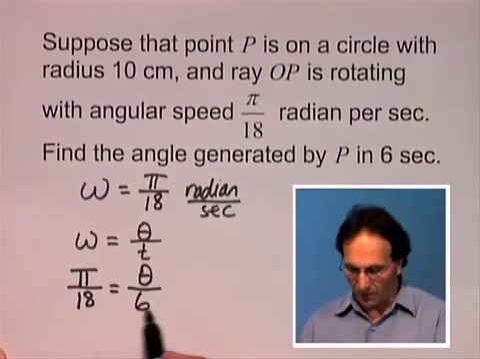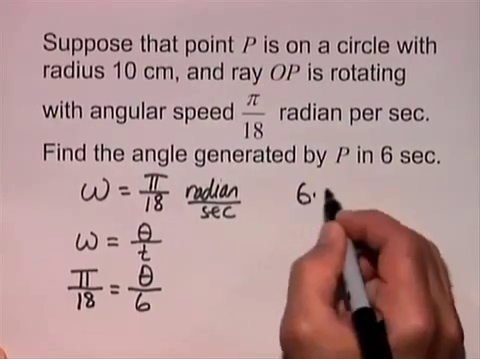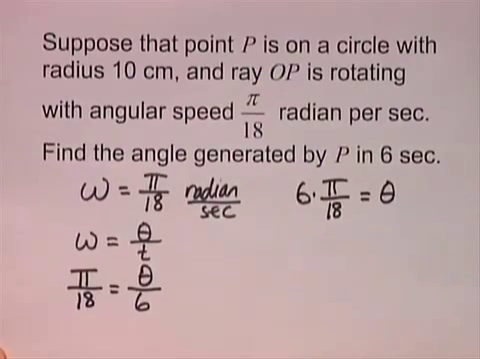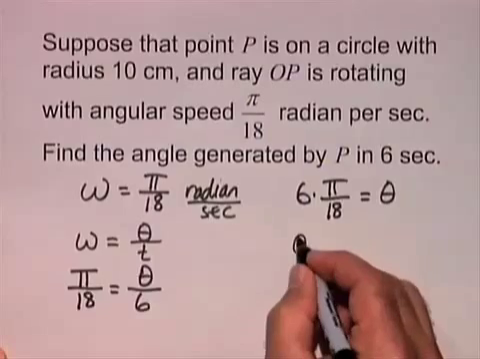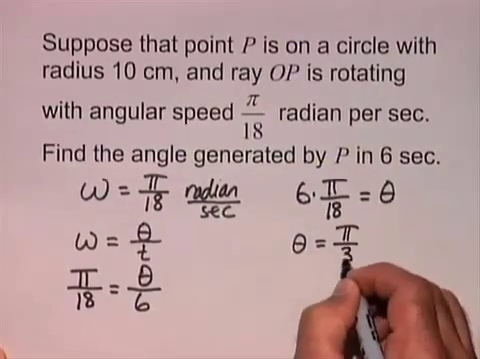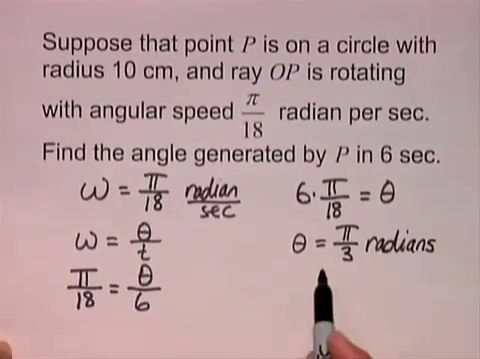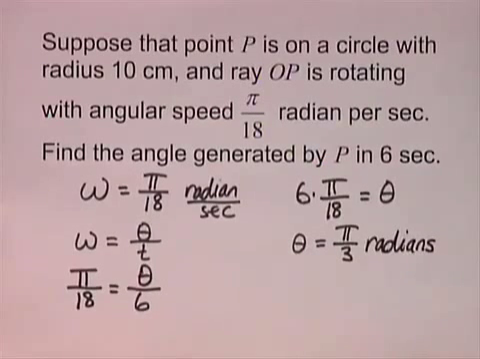And now, of course, what we want to do is multiply both sides by 6. So 6 times pi divided by 18 is equal to theta. And when we simplify this, we'll write theta first. Theta would be pi divided by 3 radians. So that's the angle generated by P in 6 seconds.